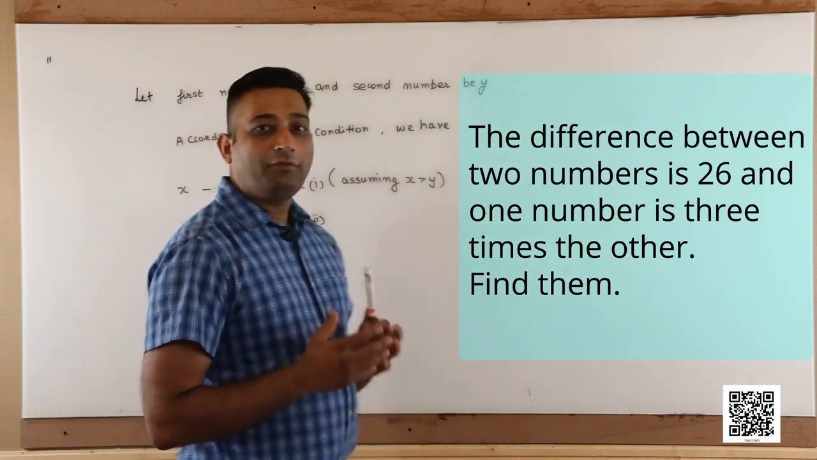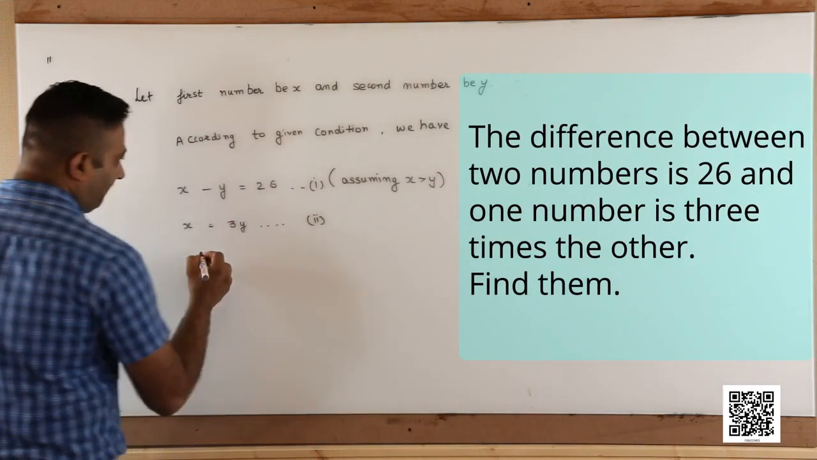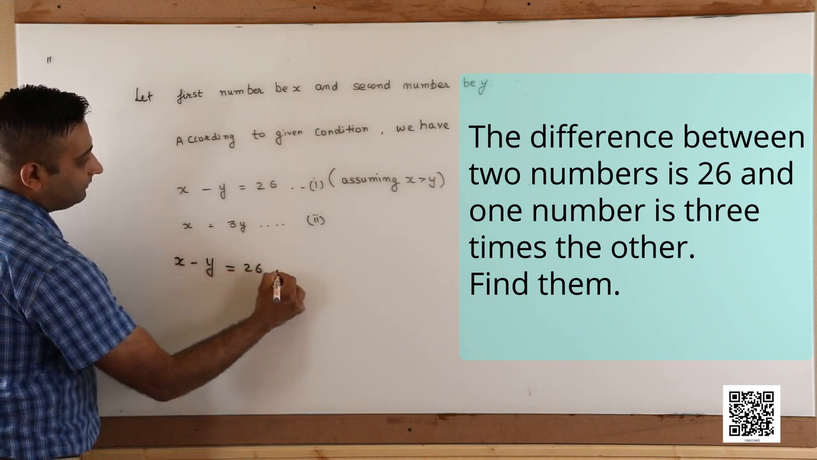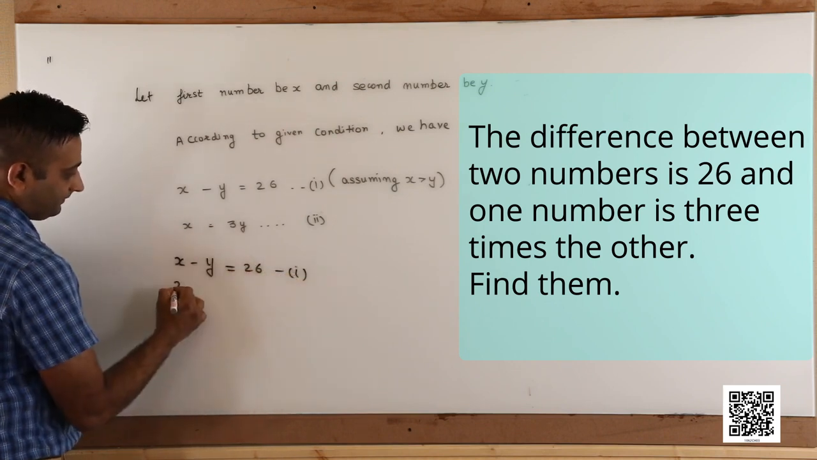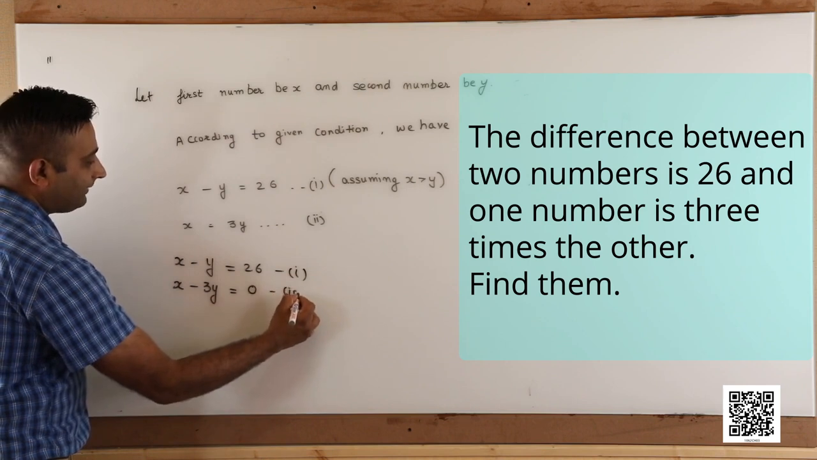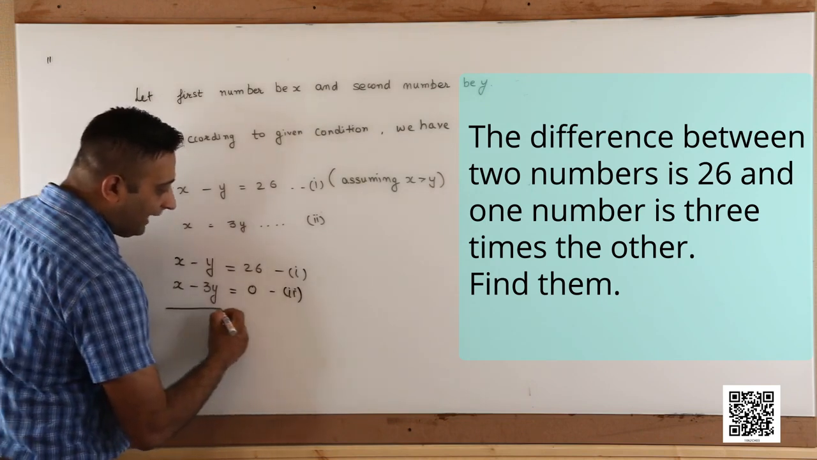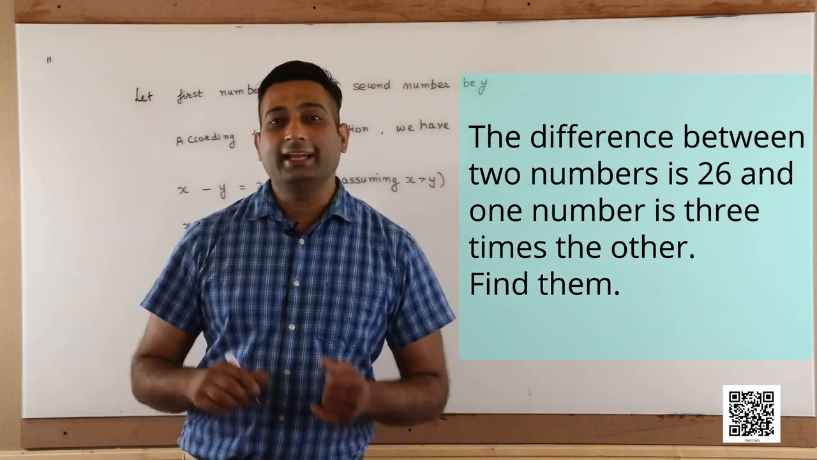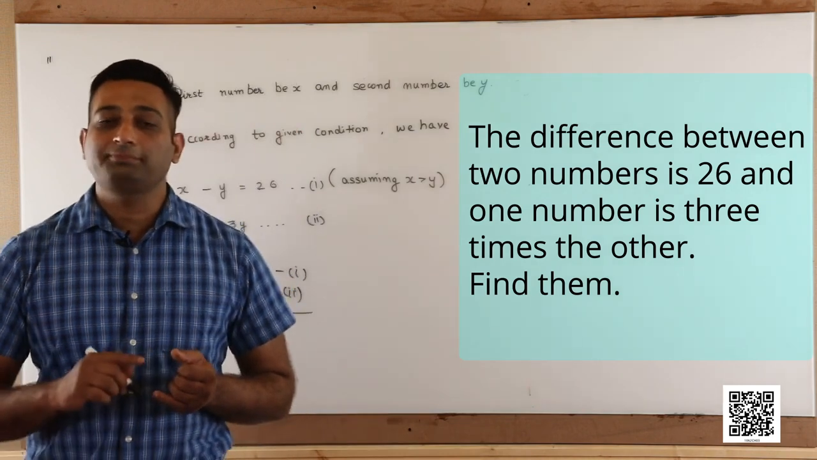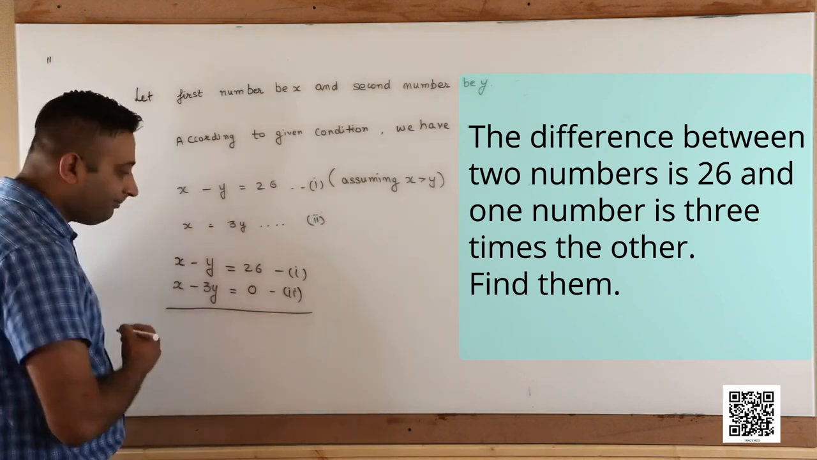Now the pair of linear equations in two variables is formed. Now let us solve this. Let us rewrite equation number 1 and also rewrite equation number 2 in the transformed manner so that all the variables are on the left hand side. Now using any one of the three methods we have discussed, that is substitution method, elimination method and cross multiplication method, we can solve this pair of linear equations in two variables. Let us try to find this by elimination method.